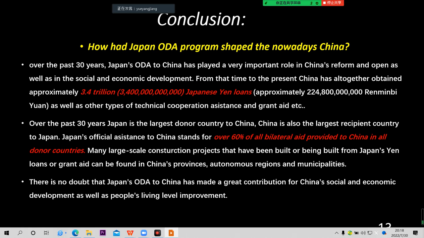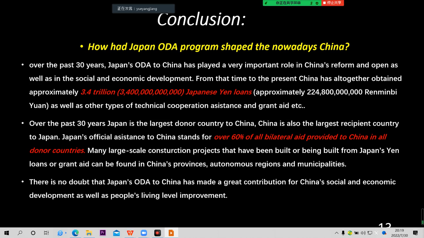So by these four chapters, my thesis has pretty much introduced what ODA is and how ODA took place, and I gave specific examples of the China-Japan Friendship Hospital project and also the environmental protection projects. And here comes my conclusion part, which is how Japan's ODA program has shaped China today.